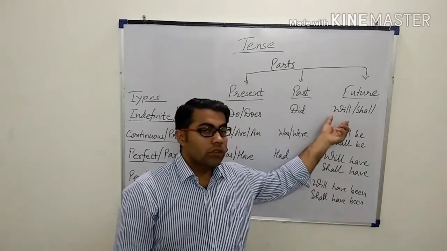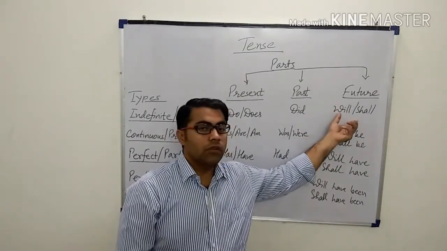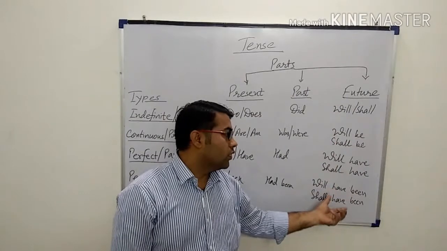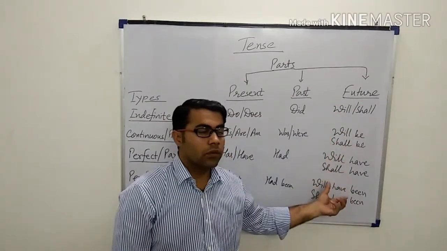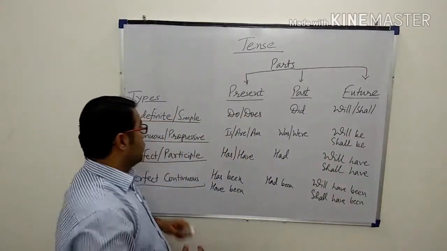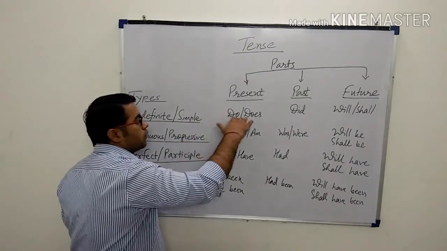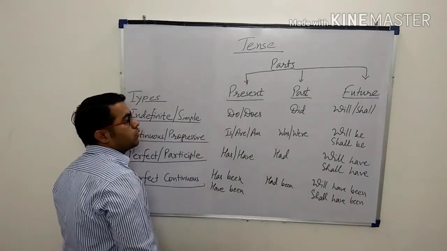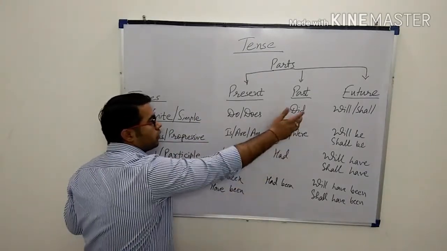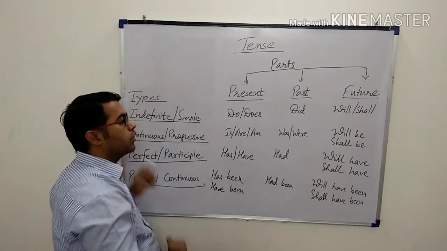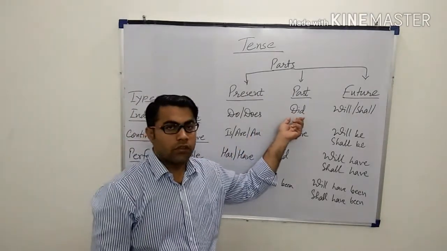In future, the root helping verb is will, shall. As you can see, in each and every tense will, shall is applied. So simply I can say that in all the indefinite tenses we are applying verb first form, except here, as you know, there is no helping verb, so we are applying verb second form directly.